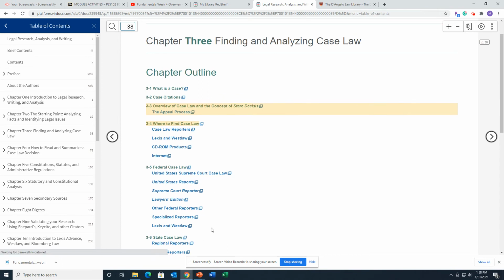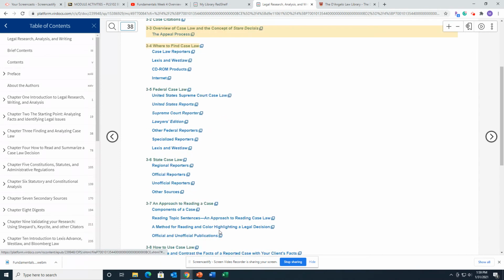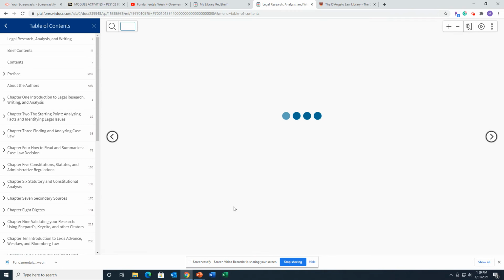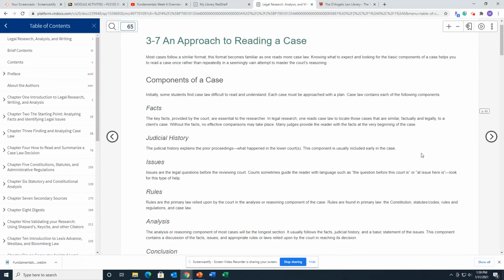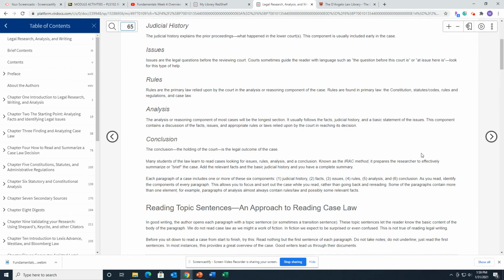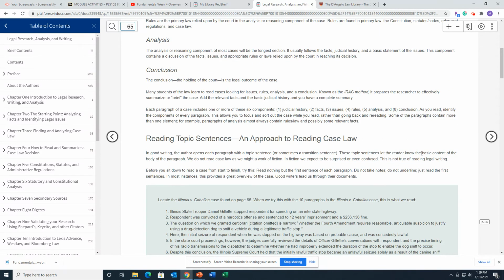Federal case law, we did this. State case law, we did this. Okay, an approach to reading a case. That's what I want. Okay, that's my facts, judicial history, issues, rules, analysis, conclusion. First time you're reading a case, you might feel like you're at sea. You don't know what you're doing. And I just want to give you an idea of different approaches.